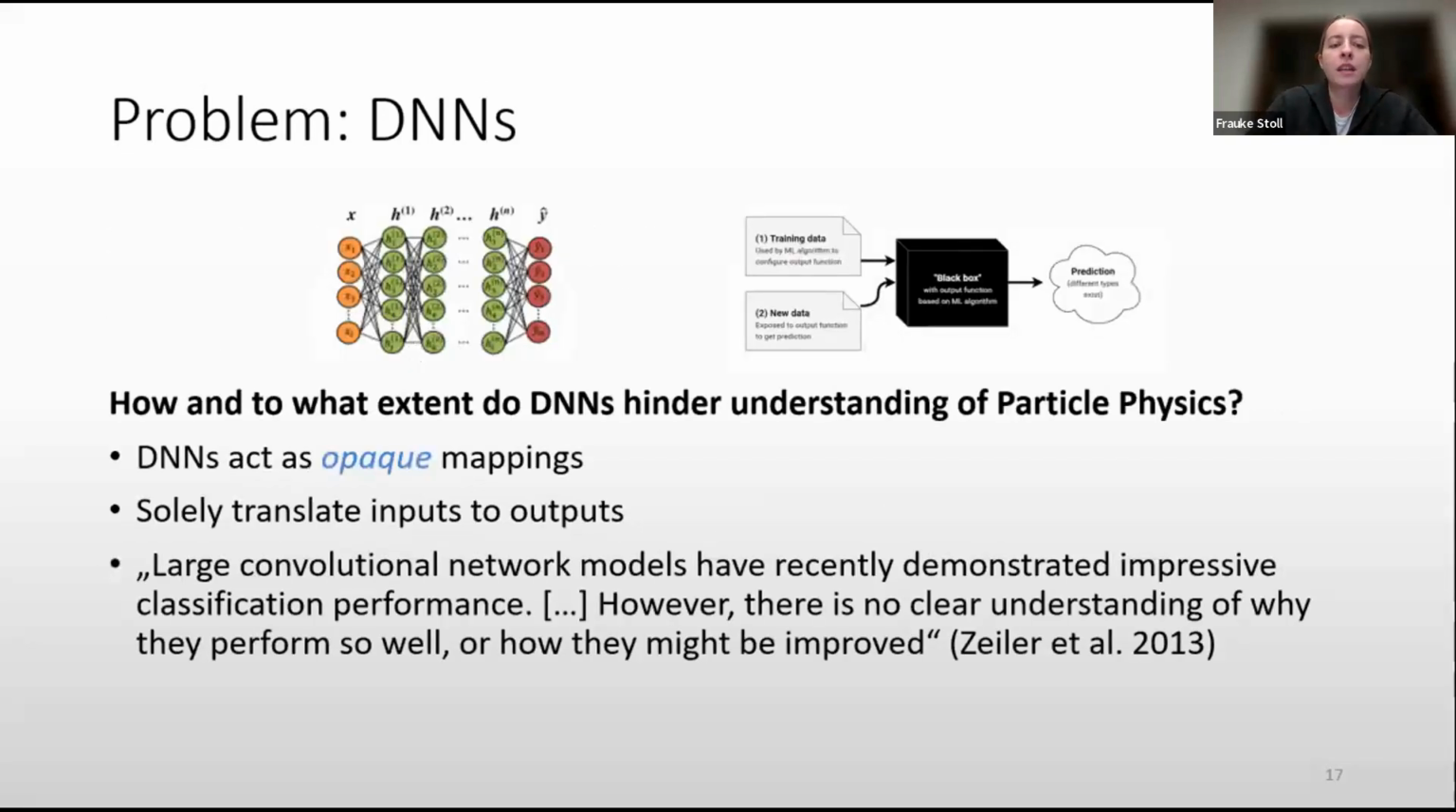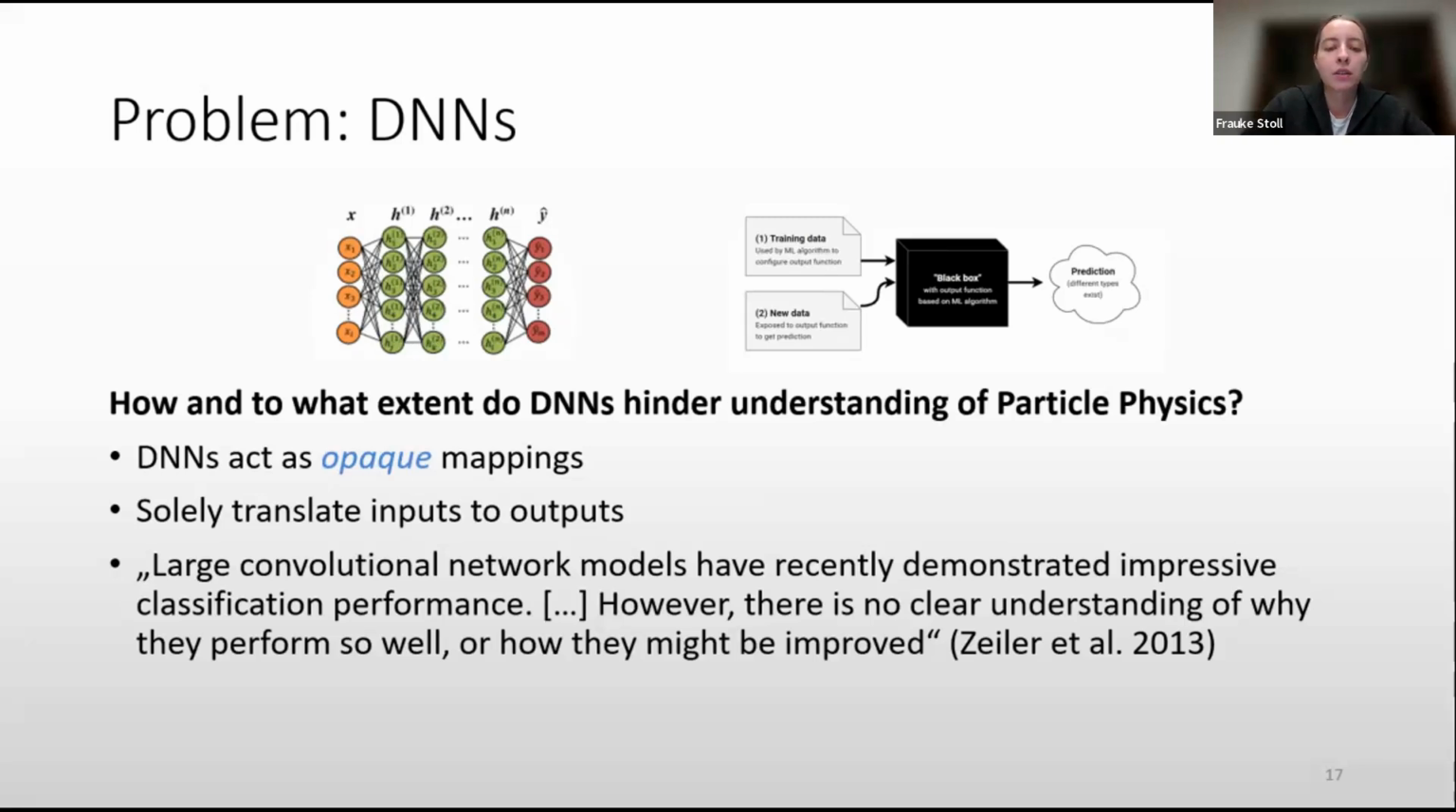So to what extent and how do deep neural networks hinder the understanding of particle physics? As you probably all know, deep neural networks act as opaque mappings. They solely translate some inputs to outputs, and they're essentially black boxes. And we do not know how a DNN reaches a certain prediction. So what exactly happens between the input and the output is unknown to us.